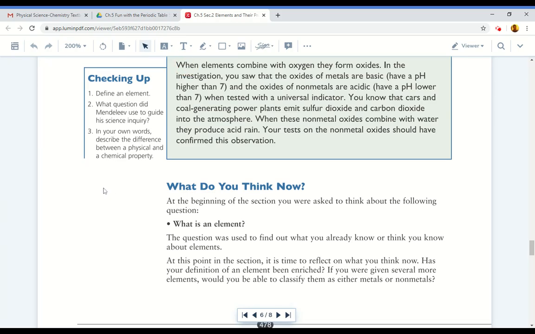When elements combine with oxygen, they form oxides. In the investigation, you saw that the oxides of metals are basic, meaning they have a pH higher than 7, and oxides of nonmetals are acidic, meaning they have a pH lower than 7, when tested with a universal indicator. You know that cars and coal-generating power plants emit sulfur dioxide and carbon dioxide into the atmosphere. When these nonmetal oxides combine with water, they produce acid rain. Your tests on the nonmetal oxides should have confirmed this observation.